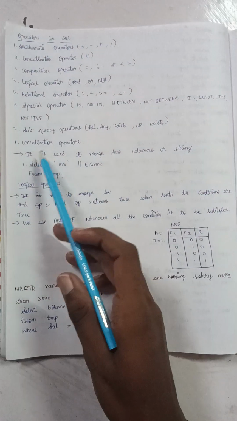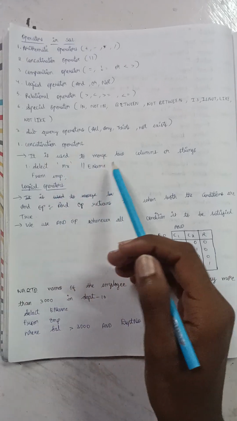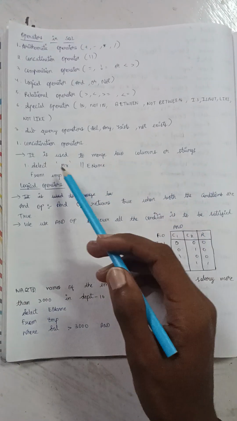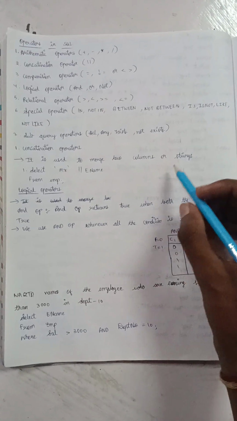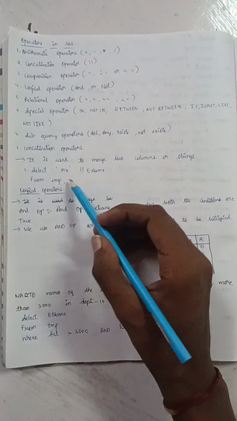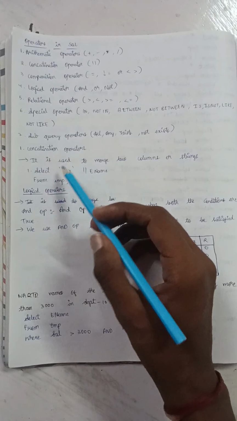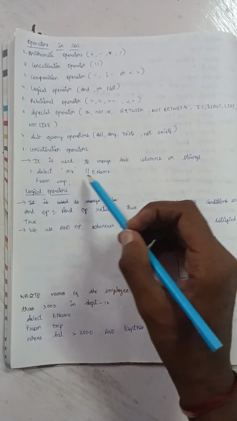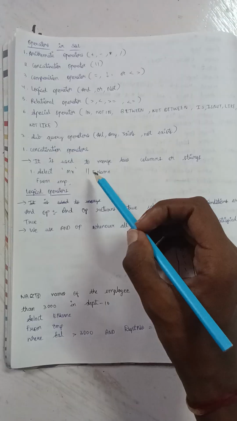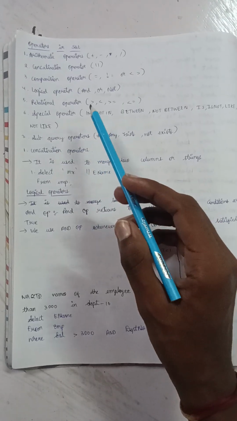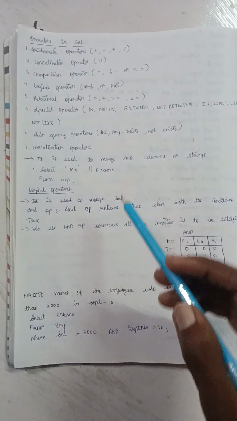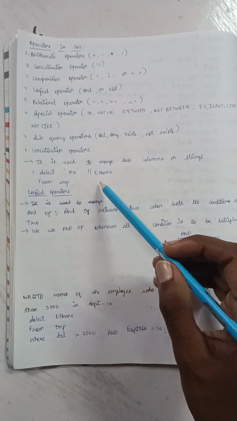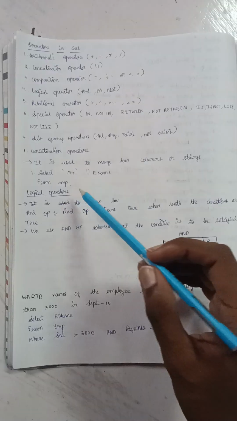First one is concatenation operators. It is used to merge two columns or strings. For example, if you want to merge two columns, then we can use this concatenation operator. Select empno pipe, which we can also call the concatenation operator, ename from emp. By using this, both the columns can be merged.